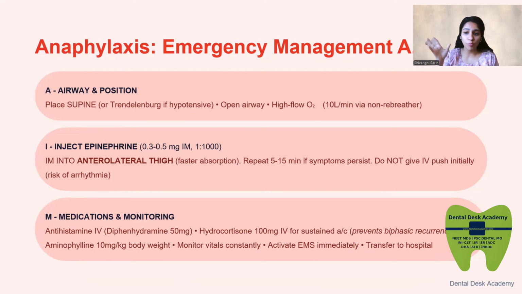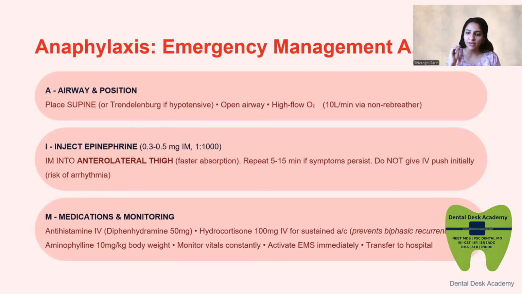Practically, you need to stop the procedure. If the patient is having a fall in BP, you can again do a Trendelenburg position, or you can place the patient supine. You need to open the airway. You need to give high flow oxygen. As I said, inject epinephrine 0.3 to 0.5 mg IM, 1:1000. Please remember this: 0.3 to 0.5 mg IM, 1:1000 epinephrine. This will be the lifesaver drug.